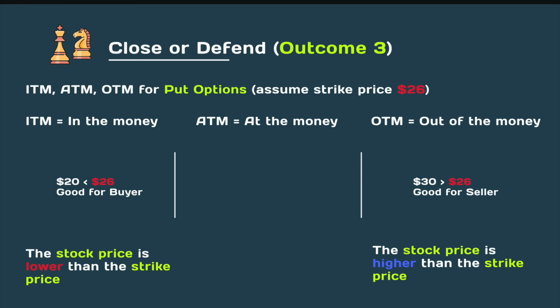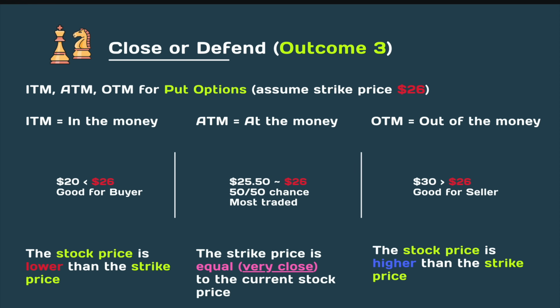And the last definition over here is ATM for at the money. In this case over here in my example, the strike price is $26. Let's call the stock price for the time being $25.50. Whenever the stock price is equal to or close to the strike price, we call that at the money option. Why? Because it has a 50-50% chance of either going up or going down.